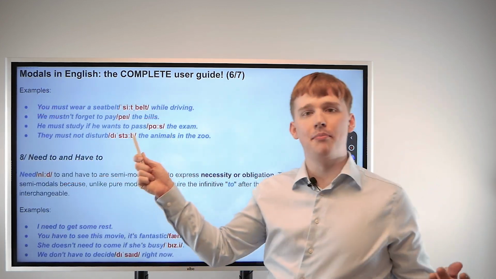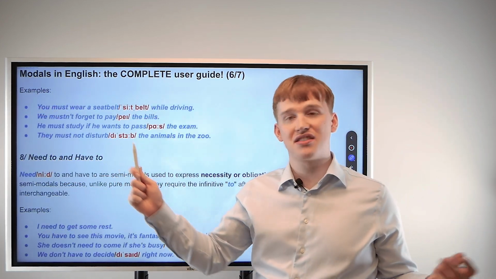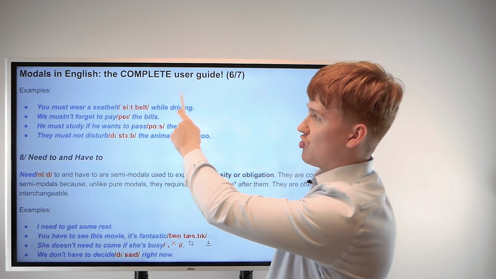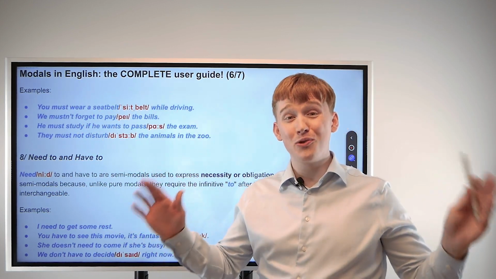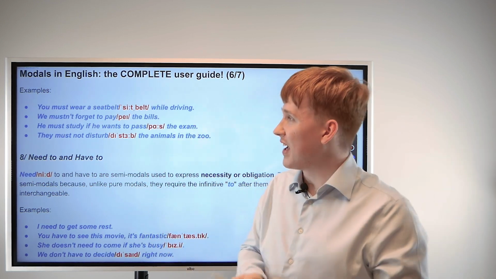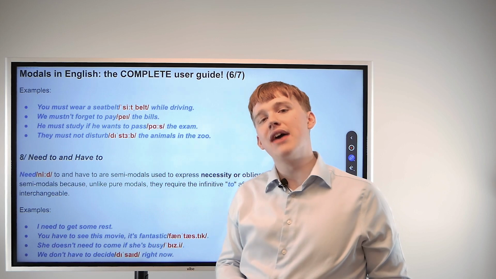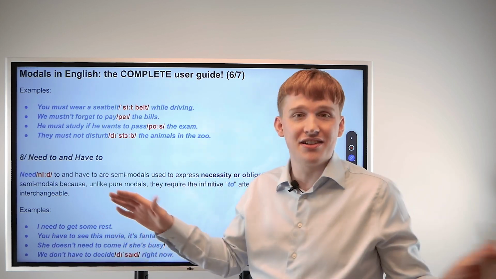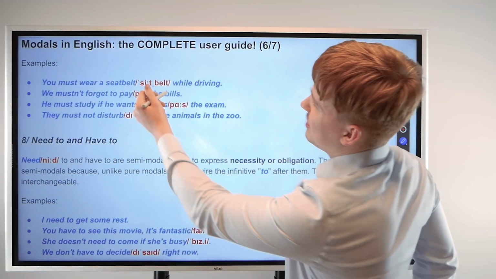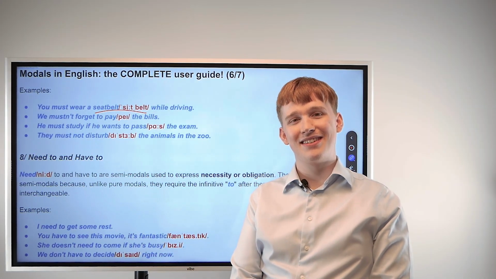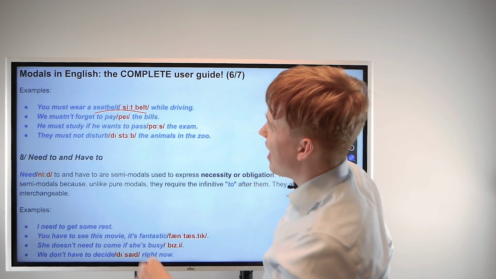Here are some examples of how we use must in English. You must wear a seatbelt while driving. It's absolutely imperative. It's so important that you wear a seatbelt while you're driving, because if you don't, the results could be fatal, you see. Can you say the word seatbelt? Seatbelt. Seatbelt. Very good. Very good.